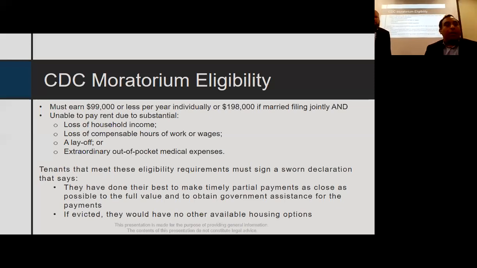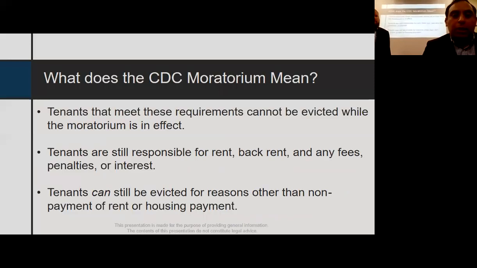If you do meet the criteria under the CDC order, you have to swear under a declaration, so under oath, that all of these things apply. Once you do that, and the landlord is trying to evict you for nonpayment of rent, you as a tenant can give them this declaration. You can go to the CDC website, download the declaration, and fill it in. I don't even think you need to get it notarized. You give it to the landlord, and under the CDC order, the landlord has to take it and say, okay, I can't evict you.